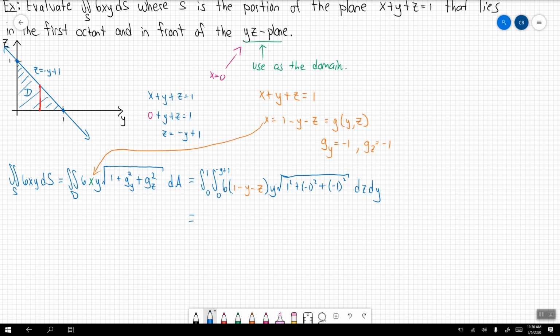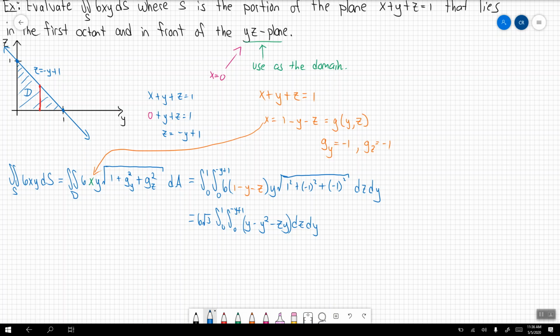Alright, 6 is a constant, and then I'm going to have square root of 3. So I have 6 square root of 3 being a constant, integral from 0 to 1, and then integral from 0 to, let's say, -y plus 1. And then this y value is going to distribute, so we're going to have y minus y squared minus zy, and that's going to be dz dy. There we are. Which means this is a double integral that we now want to evaluate.